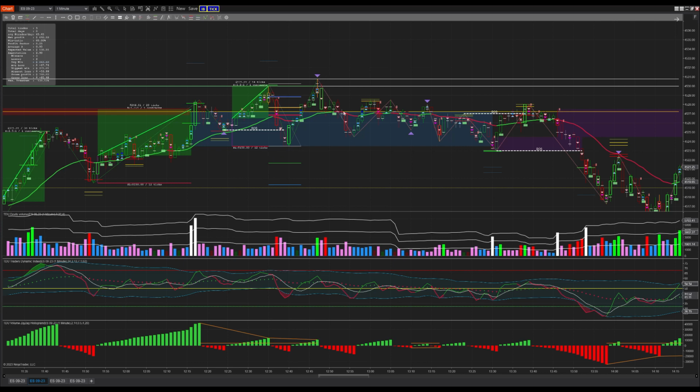So here's break. We're coming back down. Right now I'm above the low. Okay, maybe I want to take that, but I can see there's a golden zone right there.